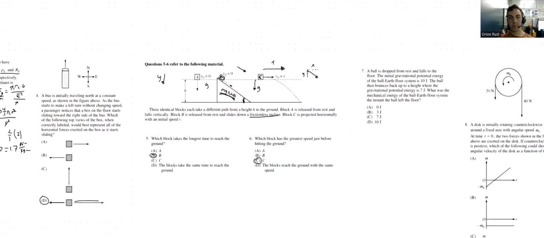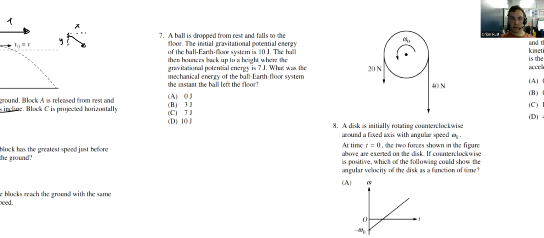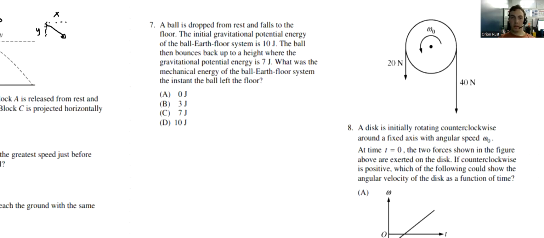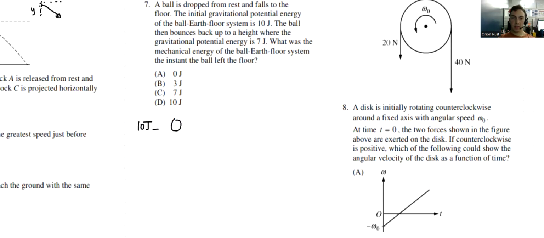Cool. Ball dropped from rest falls to the floor. The initial gravitational potential energy of the ball-earth-floor system is 10 joules. The ball bounces back up to the height where the gravitational potential energy is 7 joules. Okay, it looks like we lost some energy in the collision with the earth. So here in this instance, we lost about 3 joules to the ground.